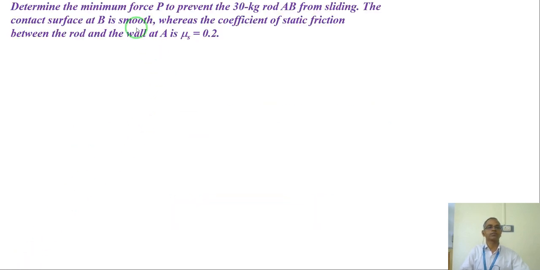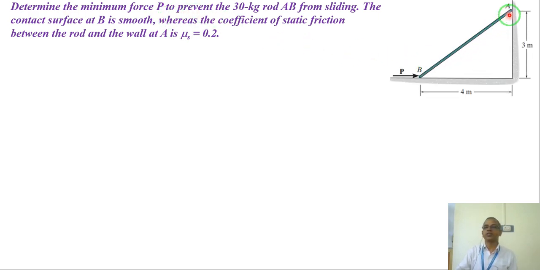So, if you look at the problem of a ladder, for example, determine the minimum force P to prevent a 30 kg rod AB from sliding. The contact surface B is smooth, that means the ground is smooth, whereas the coefficient of static friction between the rod and wall is 0.2. Here the friction is there. Now how much amount of force needs to be applied?